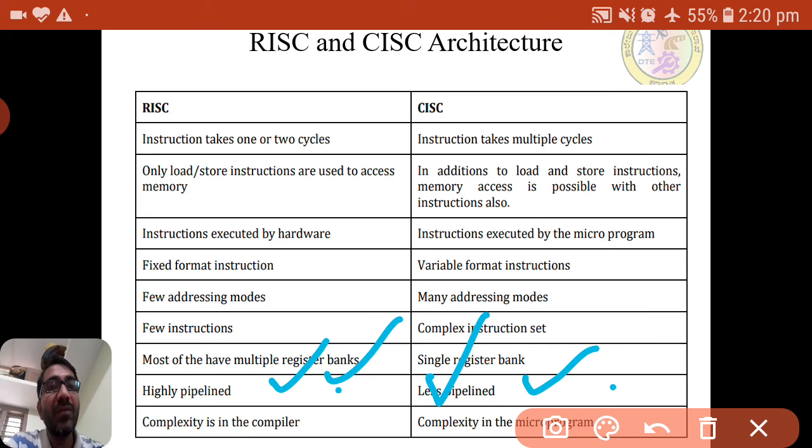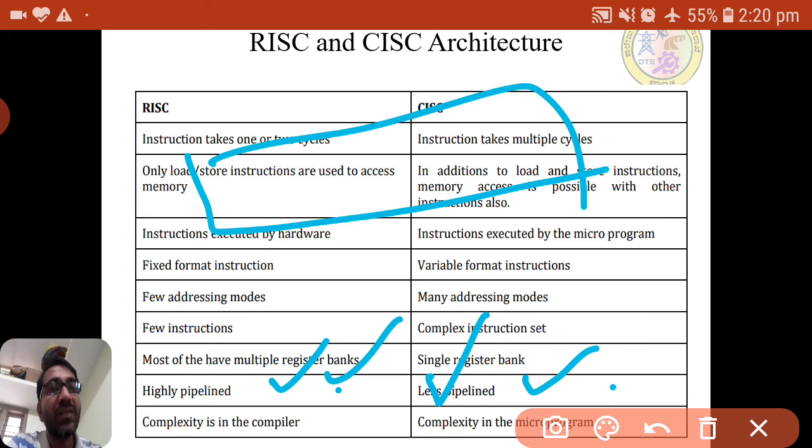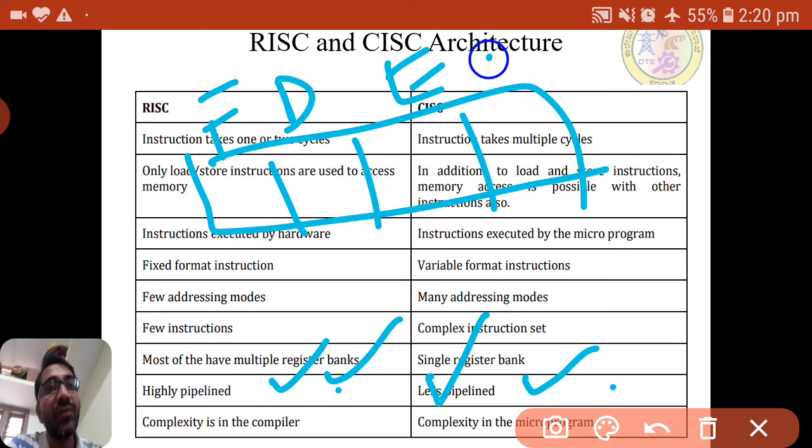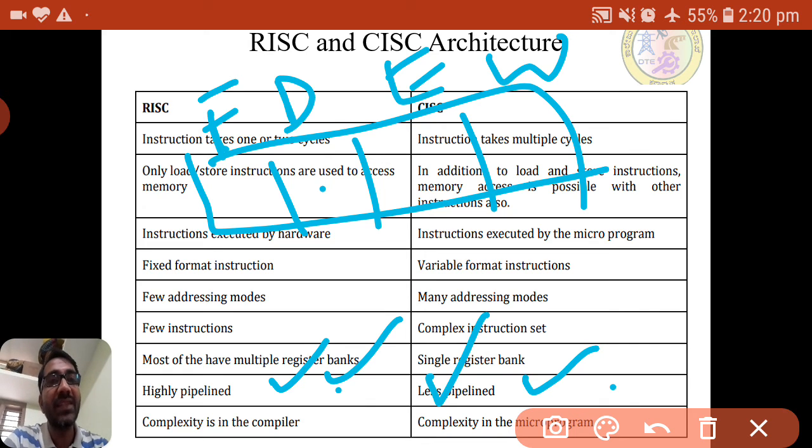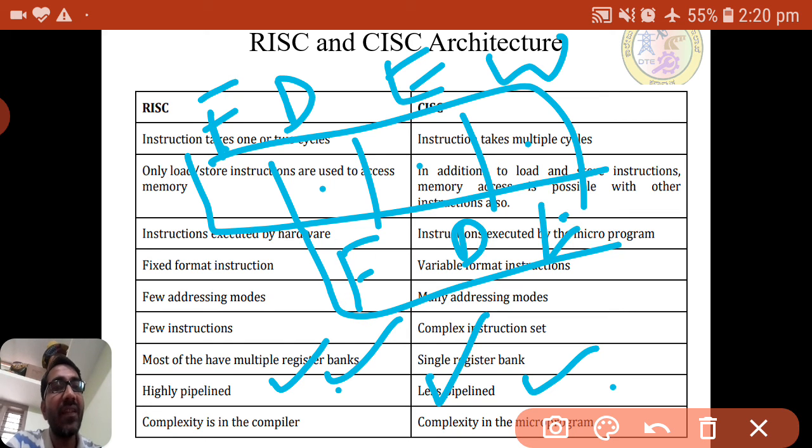Okay, so the pipeline is again a concept where we have fetch, decode, execute and write. Fetch means read the instruction, decode means find out what exactly that instruction is, then execute and write the results. Like that we call it a pipeline structure, and again here it is FD, EW, and again here it is FD.